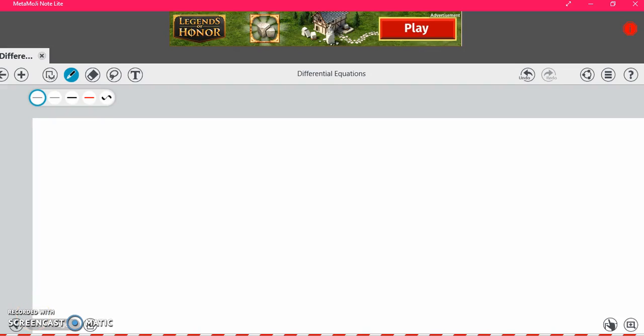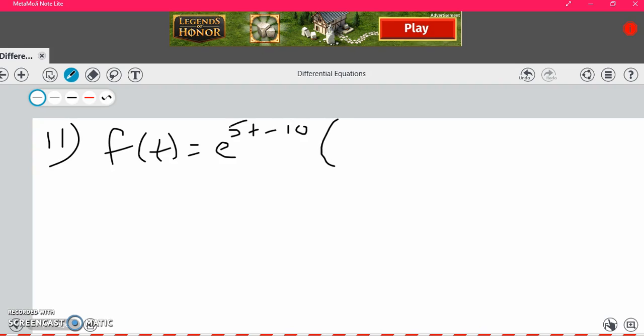Okay, so here are a couple problems from the WeBWorK homework number 14. This is problem number 11. Our f of t is e to the 5t minus 10. It's a unit step function, so we have u of t minus 2.